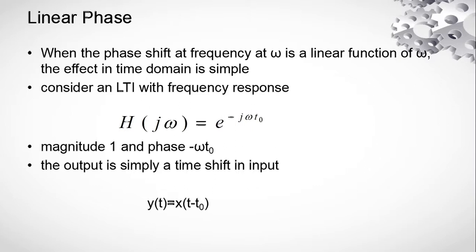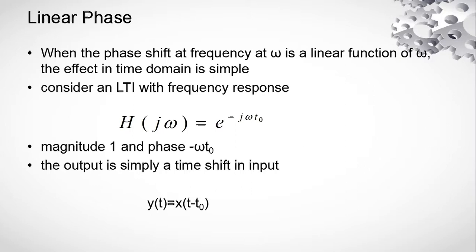Now let's get into the topic. So linear phase: there are two types of phases, linear phase and non-linear phase. In linear phase, the phase shift which we have seen earlier is a linear function of omega. Now in this case, the situation is pretty simple.